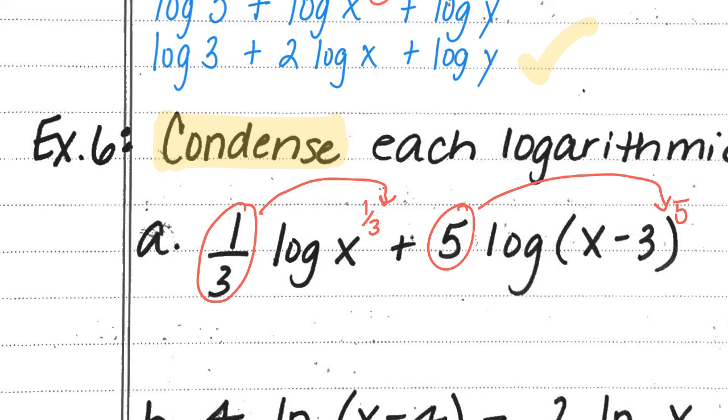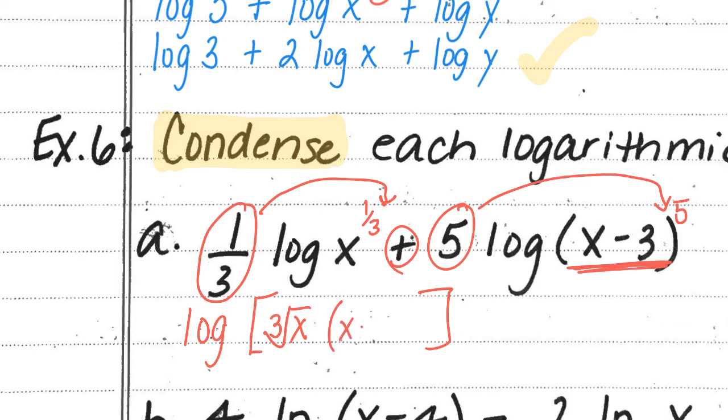So remember, when I go backwards, I'm going to write the log in front. And all of this is going to go inside, and I know that a plus means we're multiplying. Now, I know a third of x is the cubed root of x. And I know I'm multiplying that with x minus 3 to the 5th power. So when I condense this one, notice it becomes log times the cubed root of x times x minus 3, all of that to the 5th power.